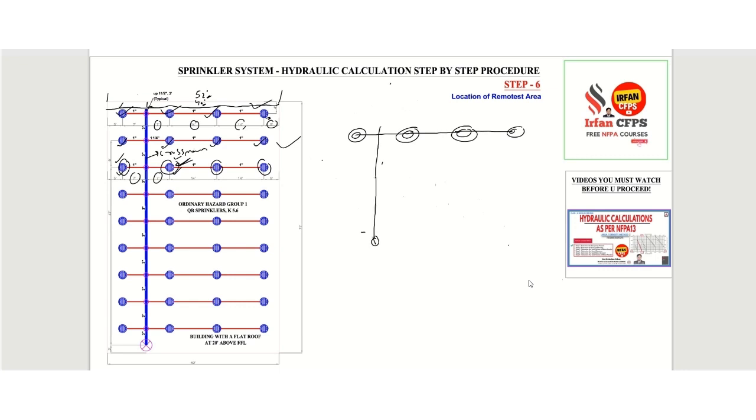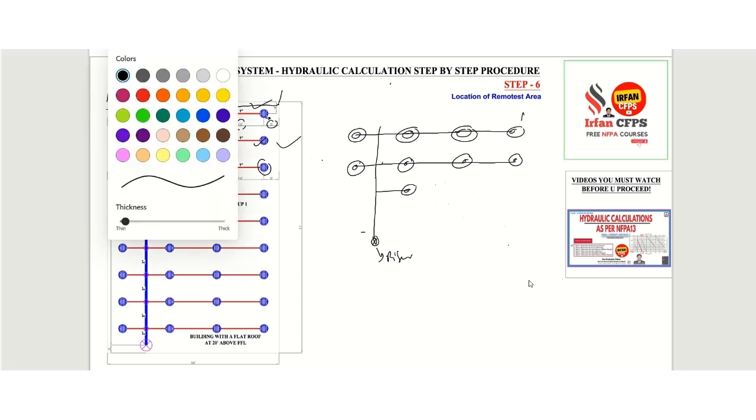Okay, this is the riser. So here we will put numbers. Okay, later on we'll put them. Here we'll consider these sprinklers as well. These are the remotest sprinklers which we are going to consider, and the 9th sprinkler which we are going to consider is this one. Okay, so the distance, I will just try to change the color.